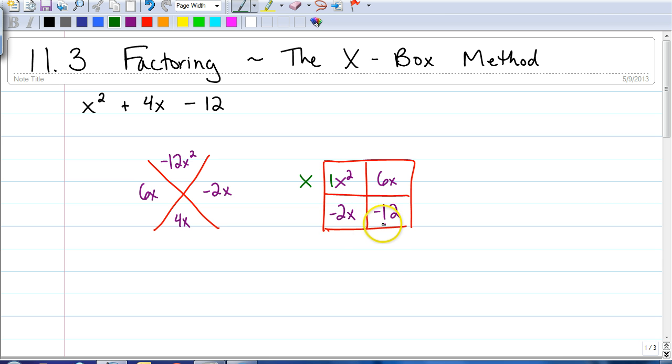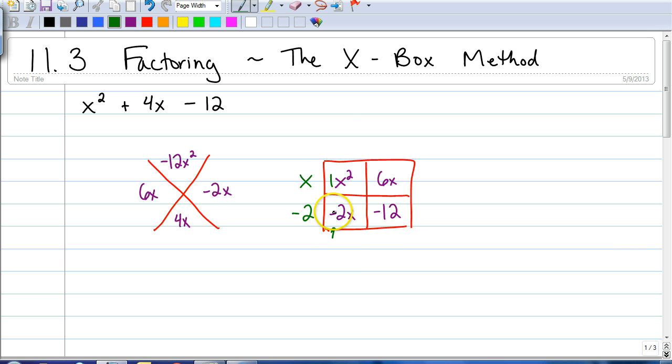Let's look at this next row. The greatest common factor here between negative 2x and negative 12 would be a negative 2. Now the reason why it's going to be negative is only because this first term is negative. If that first term in the box is a negative, we always take out a negative. If the first term is positive, we take out a positive number. So it's only if this first one's negative that we take out a negative.